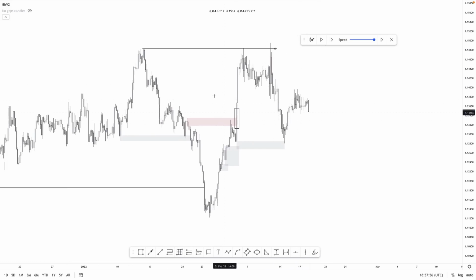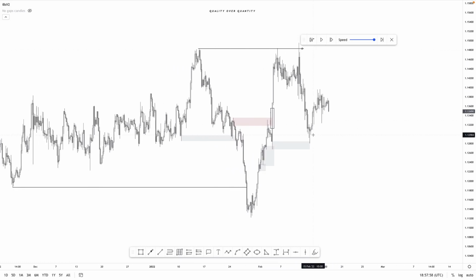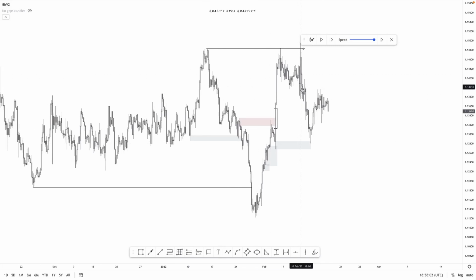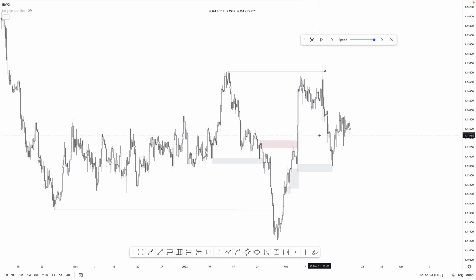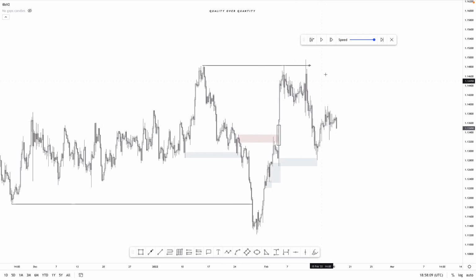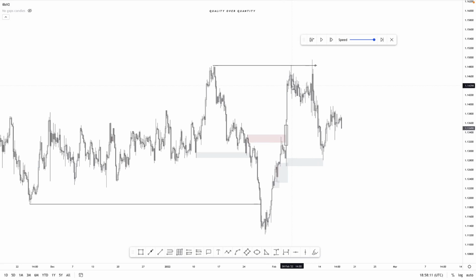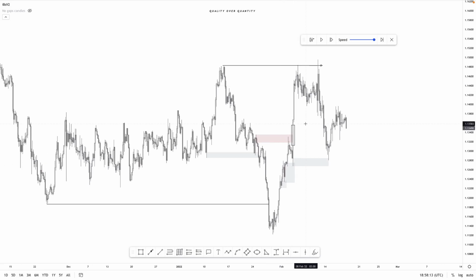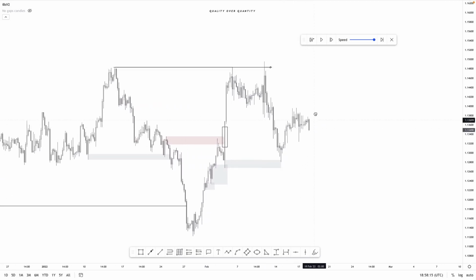Every trade idea needs to start on the higher time frame. You need to start building your narrative from the higher time frame and then go down to the lower time frames, and that's where you execute your trade idea. And for me, I always start at the 4-hour time frame. And so, what do we see on the 4-hour?